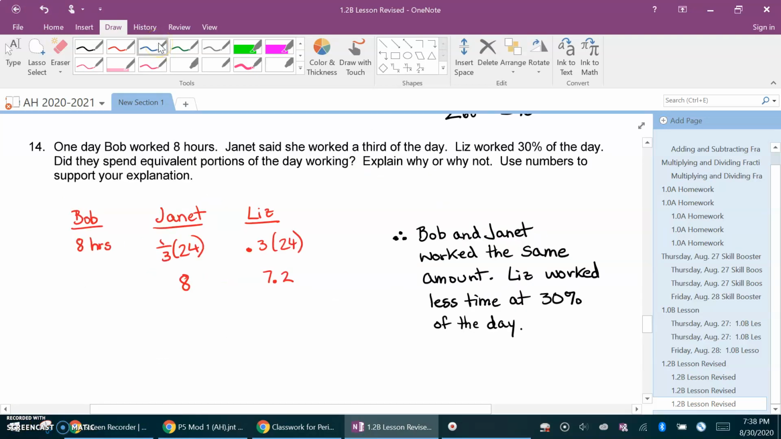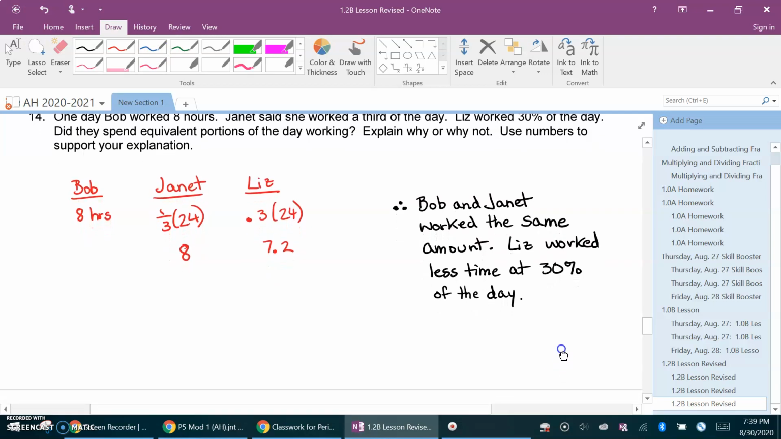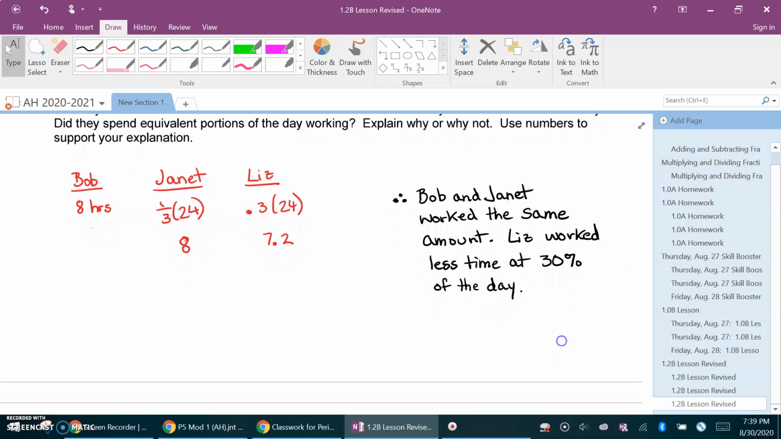Okay, looking at number 14, it says that Bob worked 8 hours. Janet said she worked a third of the day, so a third of 24 is going to give us 8. Then we have 30% of 24, and that's going to give us 7.2. Again, my suggestion is to try and do the word problems first on your own and then come back and check your answers. So we know that Bob and Janet work the same amount, but Liz worked less time at 30% of the day.